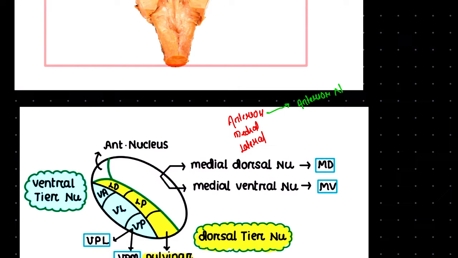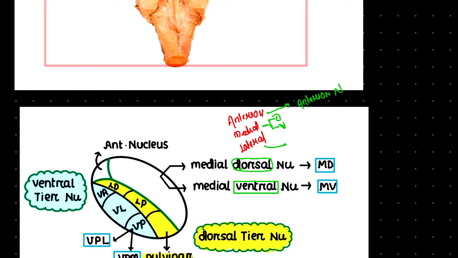Talking about the medial part, this medial part also consists of 2 types of nucleus. The one that can be seen from above is the dorsal nucleus, and the one that is seen from below is the ventral nucleus. So the medial part consists of 1 dorsal and 1 ventral.